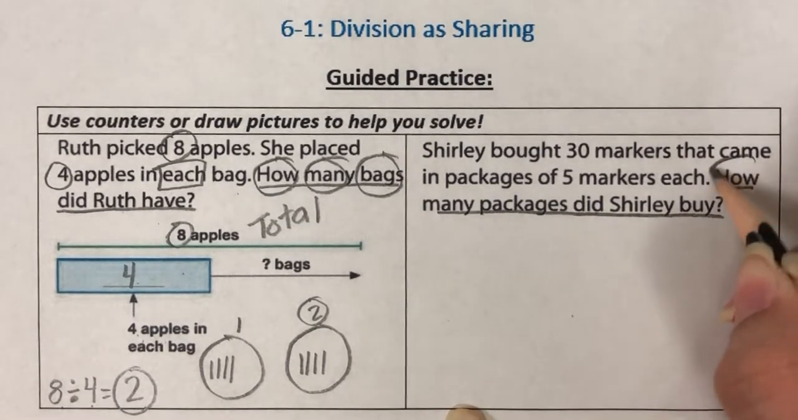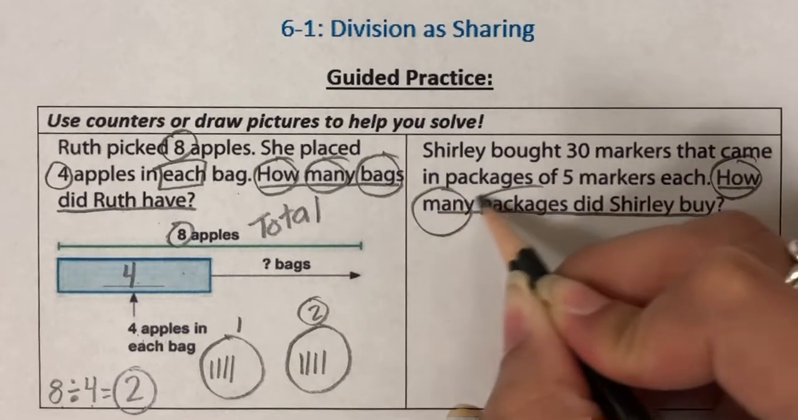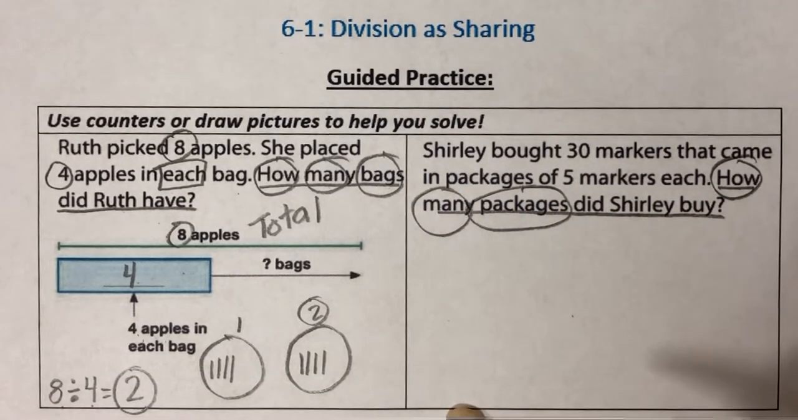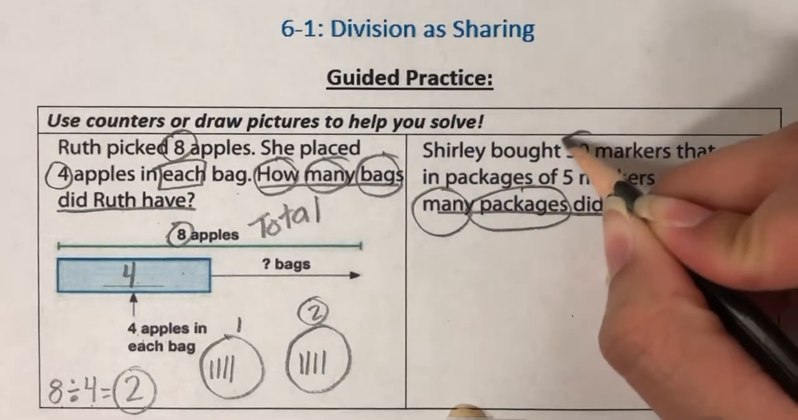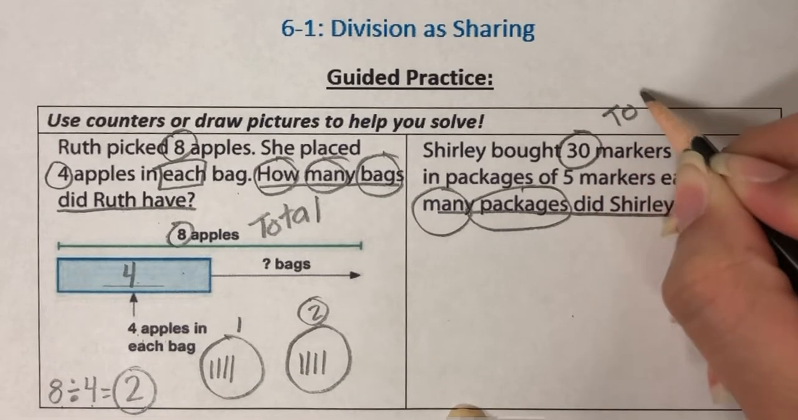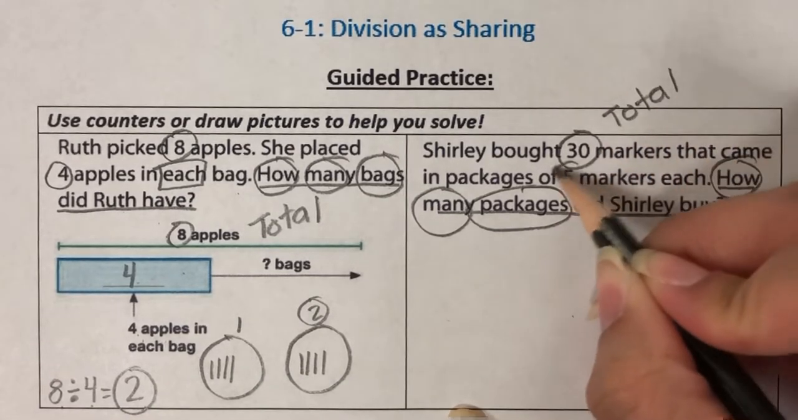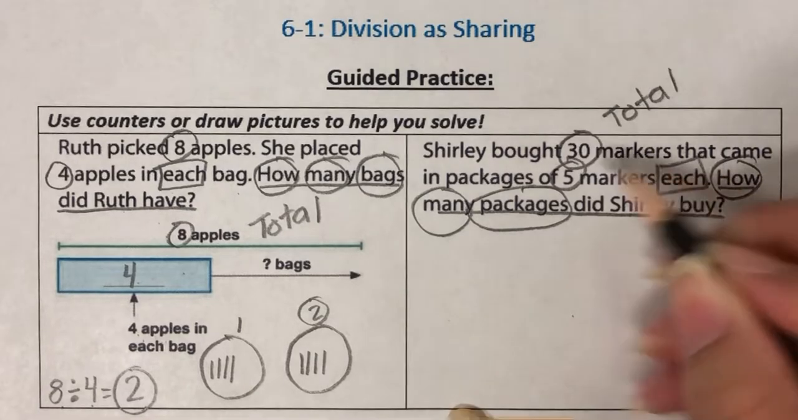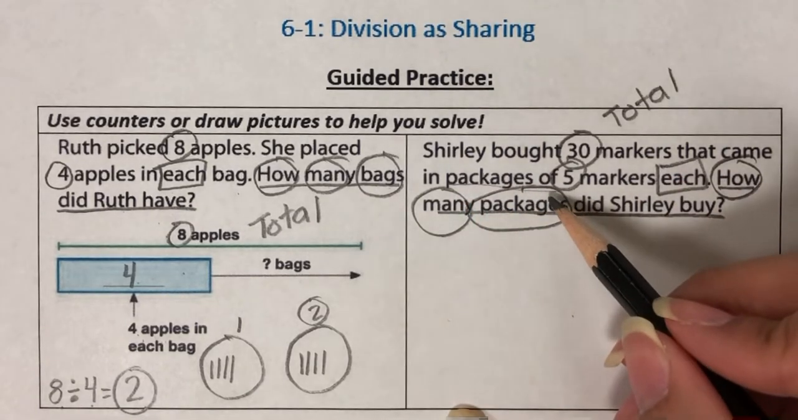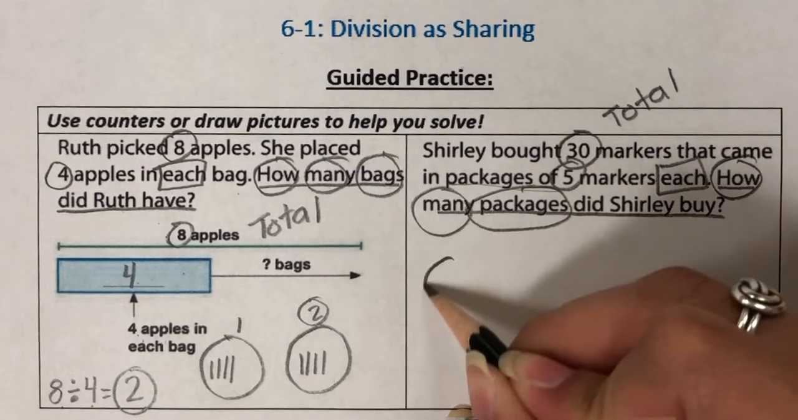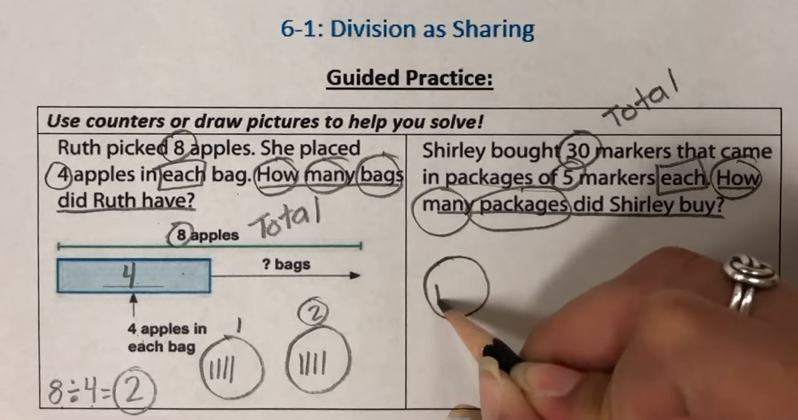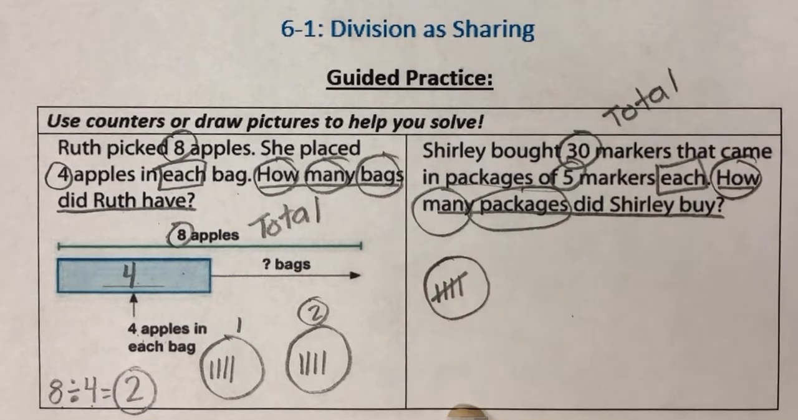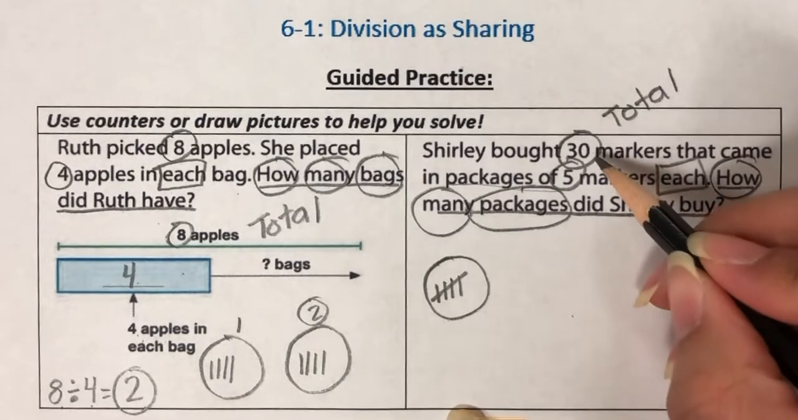We are solving for how many packages. So we're solving for the number of groups. 30 is our total. 5 markers each. Packages of 5. That's not talking about 5 packages. That's talking about a package with 5 inside of it. We have a total of 30.